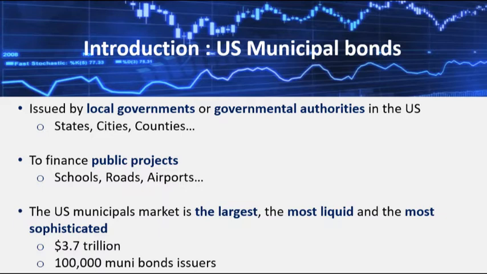The muni bond is one of the largest fixed income markets in the USA. Other countries in the world issue this kind of securities, but the US municipal market is the largest, the most liquid, and the most sophisticated one. Today, it is valued at over $3.7 trillion, and there are more than 100,000 muni bond issuers.